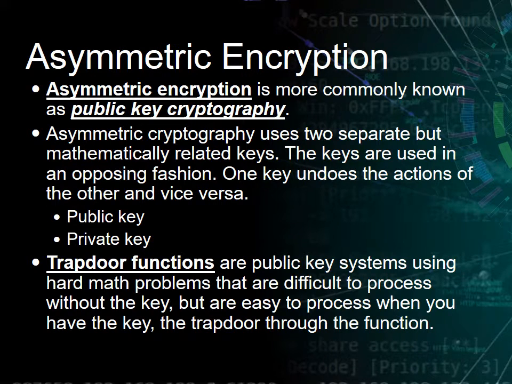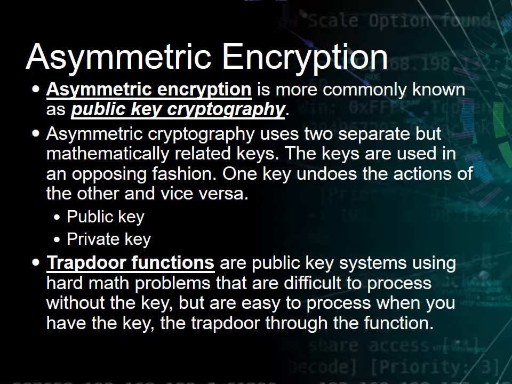Asymmetric encryption is more commonly known as public key cryptography. Asymmetric cryptography uses two separate but mathematically related keys. The keys are used in opposing fashion. One key undoes the actions of the other key and vice versa. And the two keys are the public key and the private key.